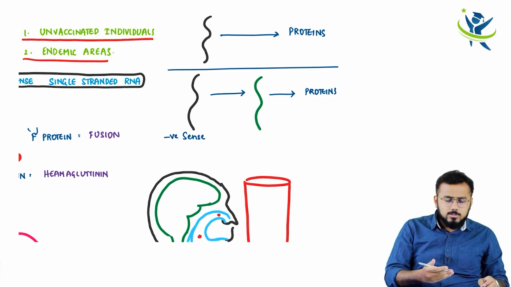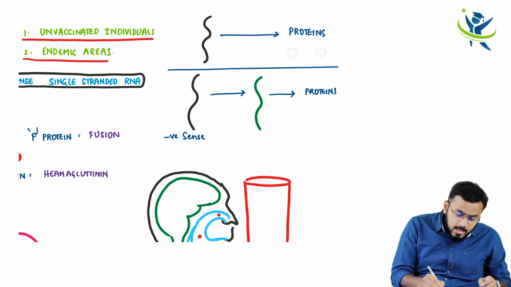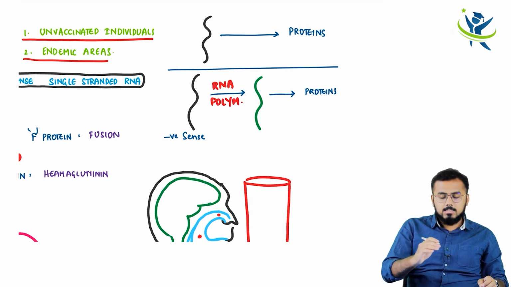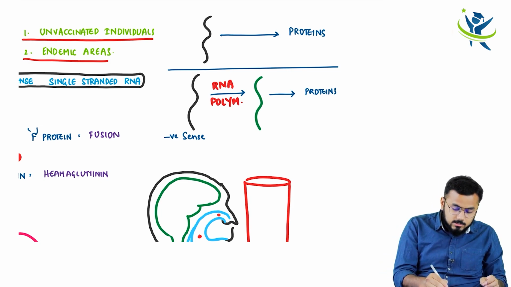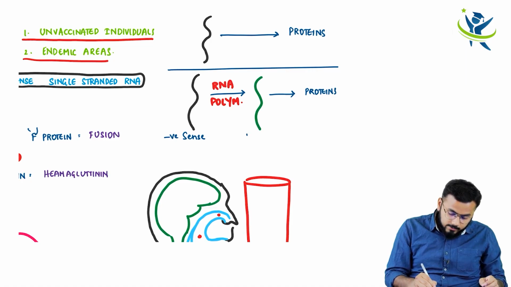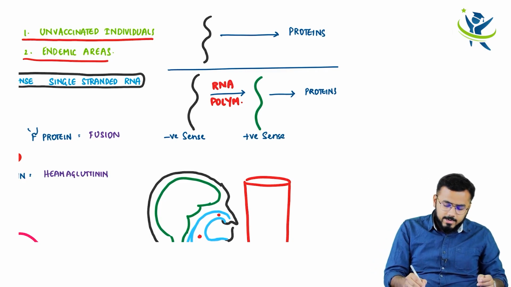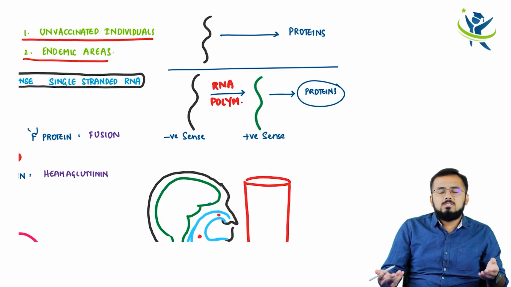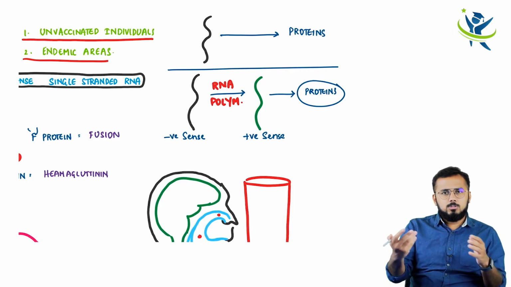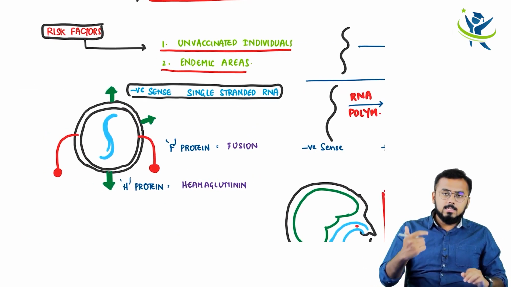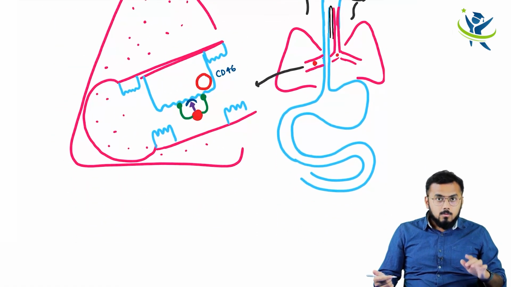What is happening to the negative sense single-stranded RNA molecule? With the help of an enzyme, RNA polymerase, the negative sense single-stranded RNA molecule is converted into a positive sense single-stranded RNA molecule, and this positive sense single-stranded RNA molecule will finally end up as proteins. So this is the simple difference between negative sense and positive sense. This measles virus, guys, is a negative sense single-stranded RNA. So what should happen for that?